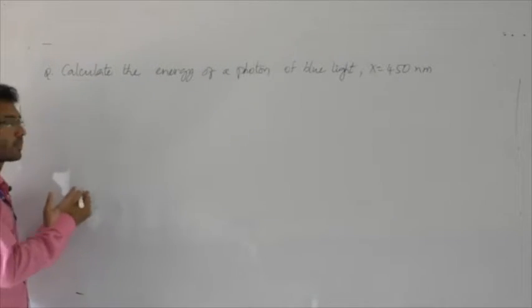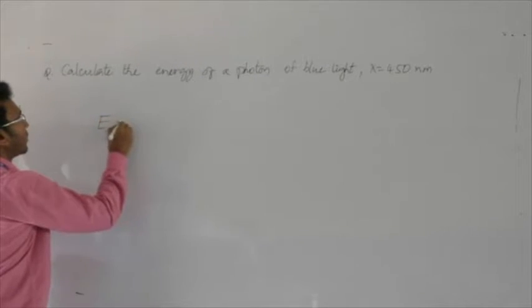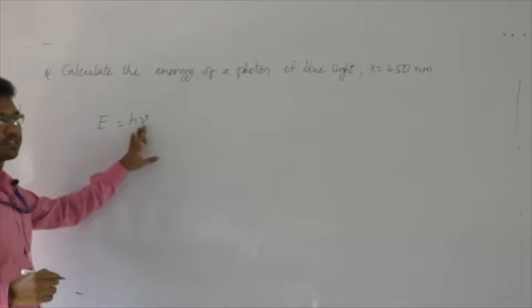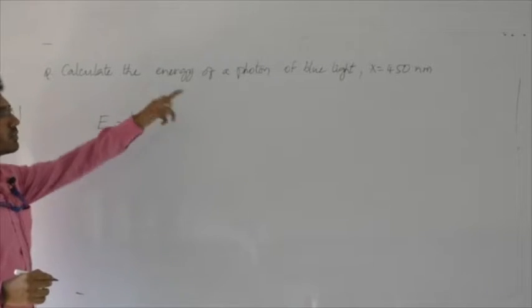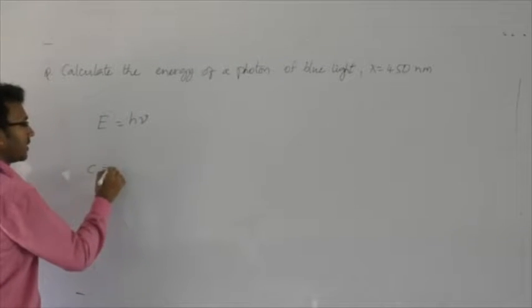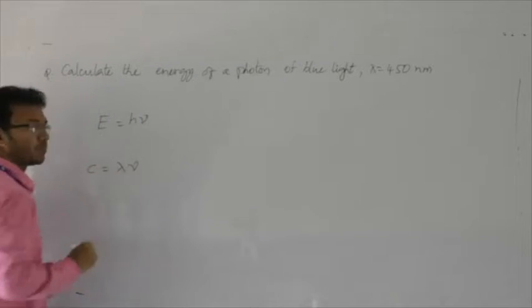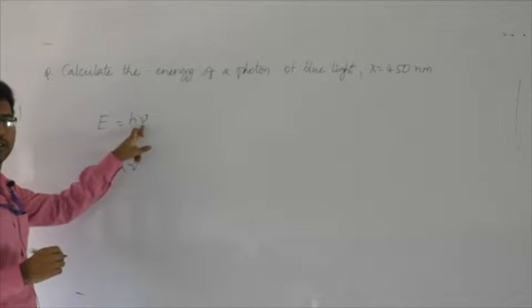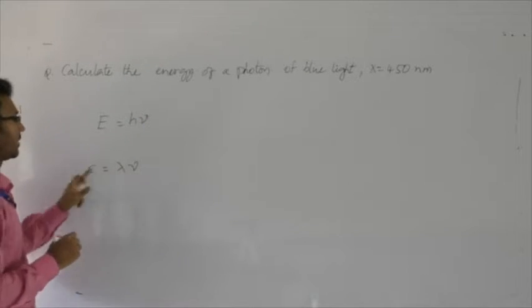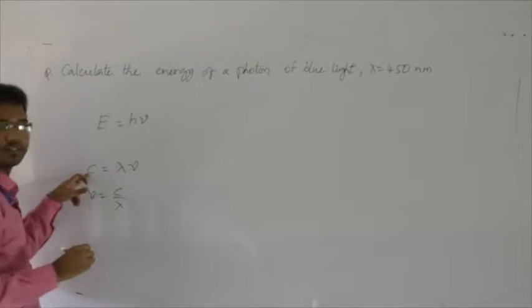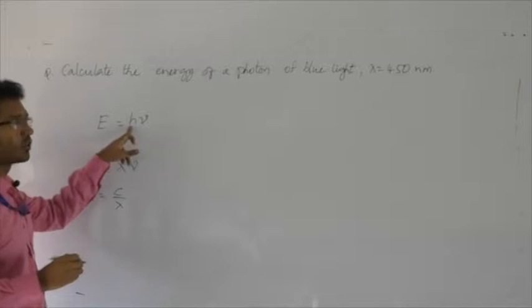So how do we go? We know that energy is equal to h nu, Planck's constant into frequency of light. Then what is the connection between frequency of light and the wavelength of light? We know that the speed of light c is given by the product of wavelength and frequency, nu lambda. So I can substitute c by lambda in the place of frequency. Since c equals nu lambda, nu becomes c by lambda, and we know the value of c, we know the value of h.